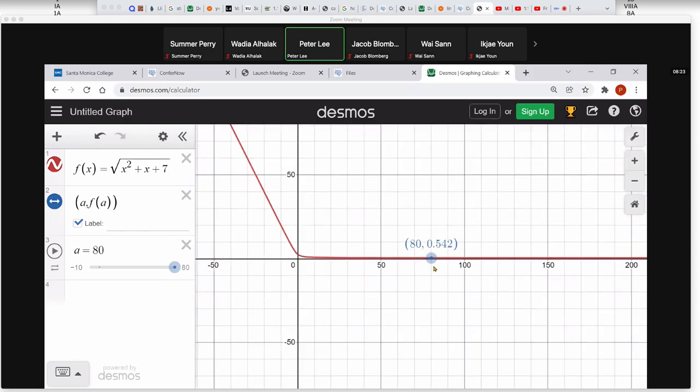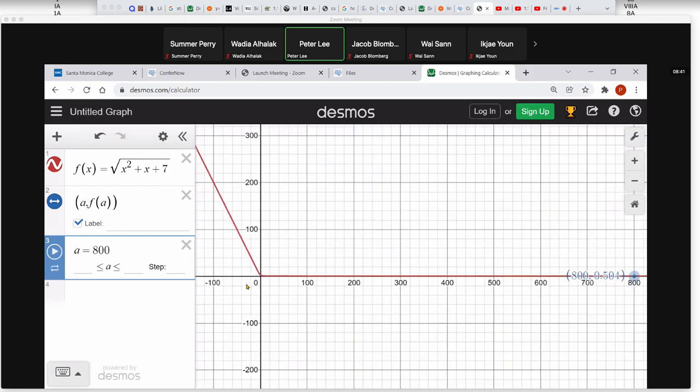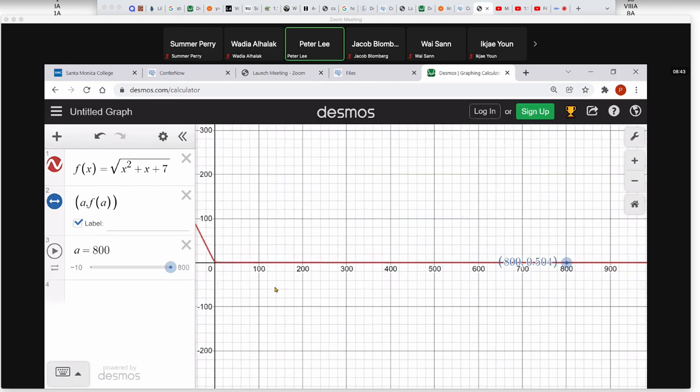Now at 80, when x equals 80, we find the point 80 comma 0.542. So at that point, the y value is 0.542. Looks like it is not 0. How about if I now change that to 800? Now we get the point 800 comma 0.504.